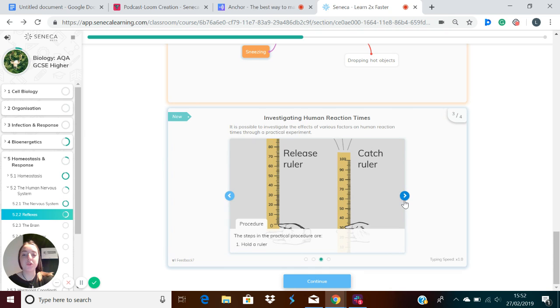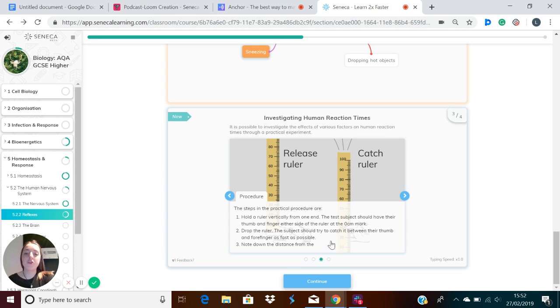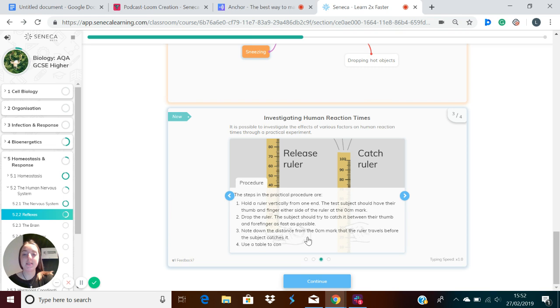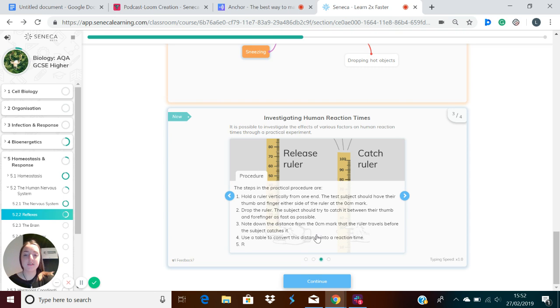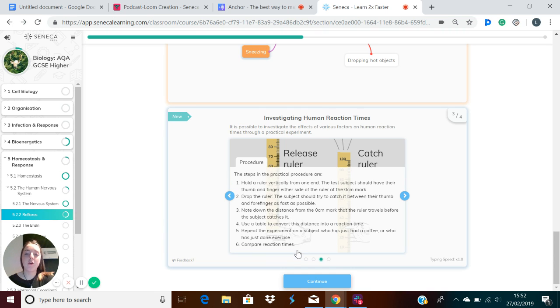So the steps in the practical with the ruler are: so 1, hold the ruler vertically from one end. The test subject should have their thumb and finger on either side of the ruler at the 0 centimetre mark. So number 2, you drop the ruler. So the subject, which is the student for example, should try to catch it between their thumb and forefinger as fast as possible. You then note down the distance from the 0 centimetre mark that the ruler travels before the subject catches it. You can then use a table to convert this distance into a reaction time. Then repeat the experiment on a subject who's just had a coffee or has just done exercise, and then you can compare these reaction times to see what the effect is.